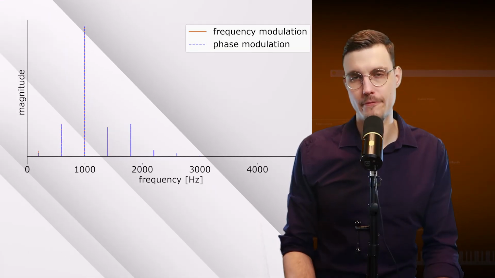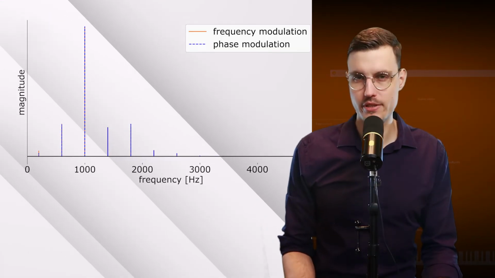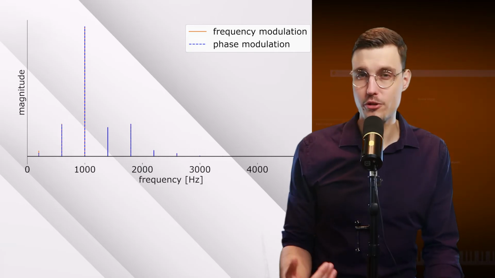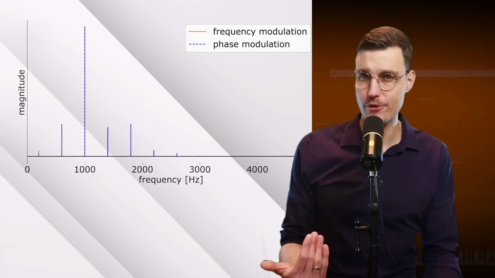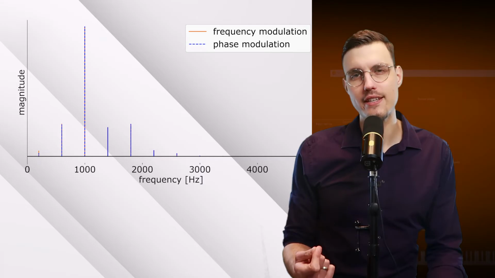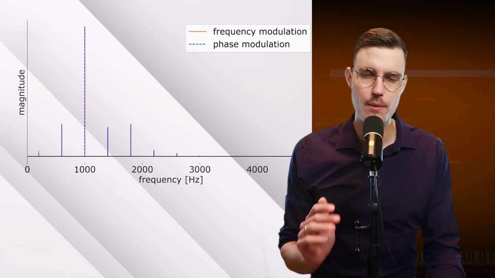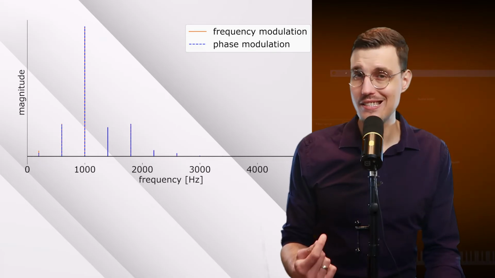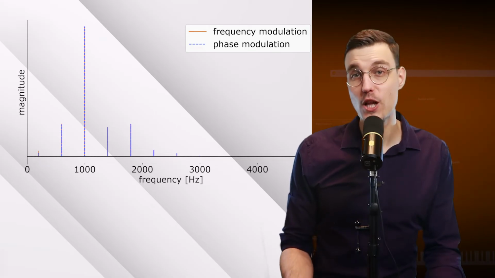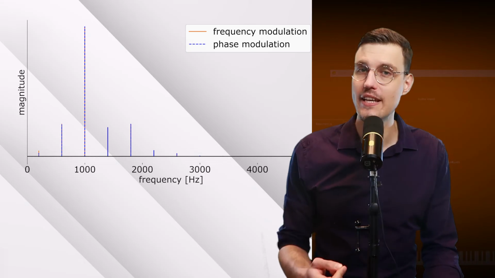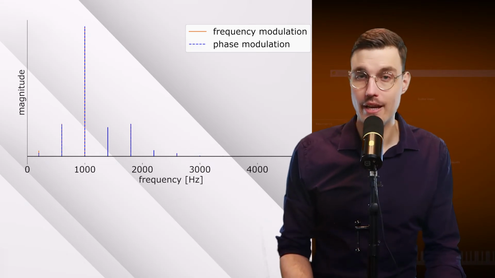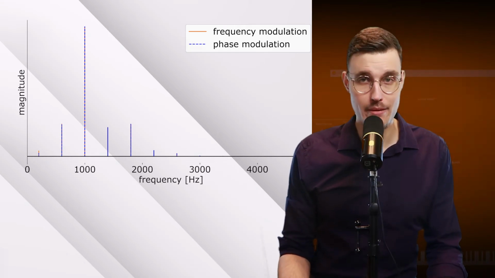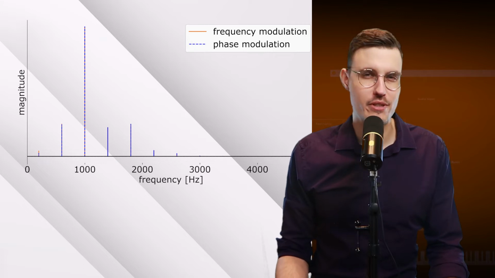Take a look at this example. Here, carrier frequency equals 200 Hz, modulation frequency equals 400 Hz, and modulation index equals pi, so around 3.14. When the sampling rate is equal to 96 kHz, we obtain the following magnitude spectra of PM and FM. As you can see, the spectra nicely overlap. Audibly, there's no difference either.